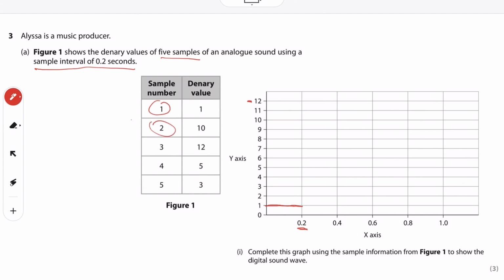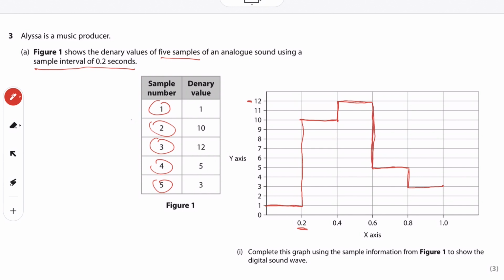So what I've got to do is, because it's digital, I'm going to go up to 10 on here and across. Now realistically, in the exam you should be using a ruler. At 3 we've got to 12, so again I'm going to go up like that to 12. At 4 we're down to 5, so down here. Okay, and at 5 we're down to 3. Okay, so that would be my digital sound.